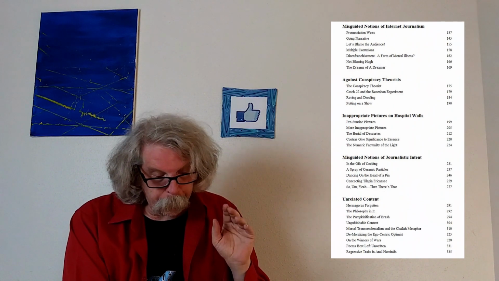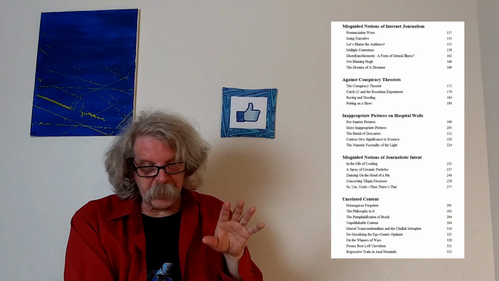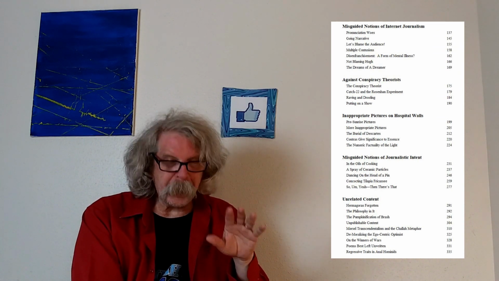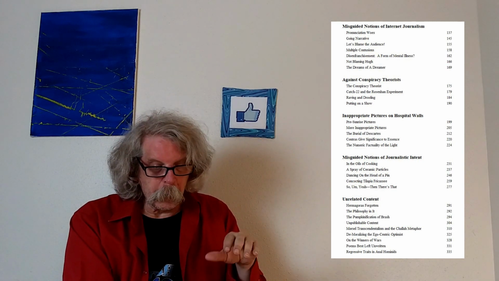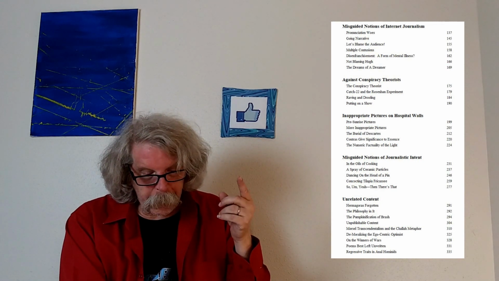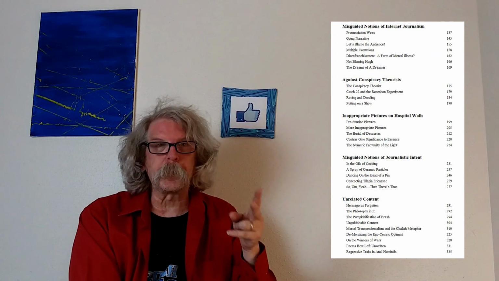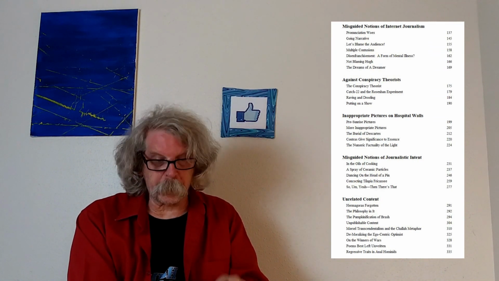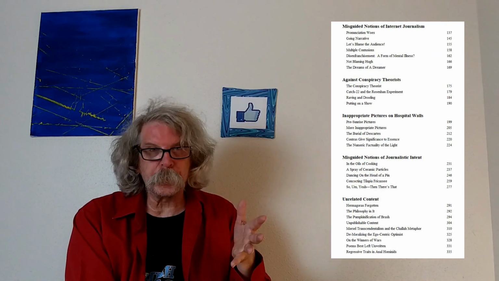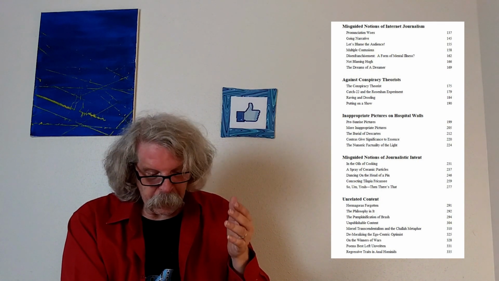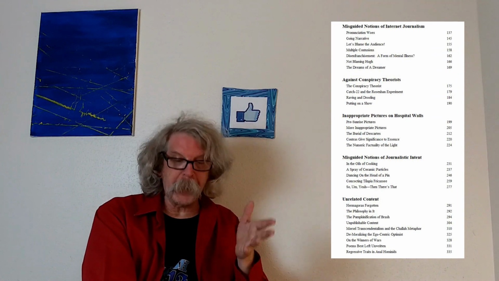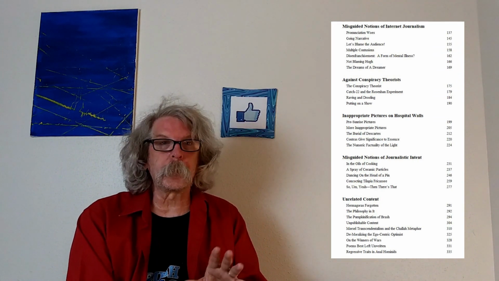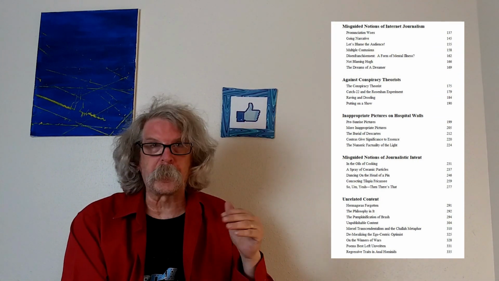The rest of that segment is unrevised. Misguided notions of journalistic intent. About halfway through that segment was when I decided to put the stuff into a novel. So In the Oils of Cooking and A Spray of Ceramic Particles, I believe, are on the blog as they are published in the novel. But the last 3 chapters, Dancing on the Head of a Pin, Concocting Tilapia Fricassee, and So Yeah, Then There's That, are not on the blog at all. I literally wrote them directly into the manuscript.